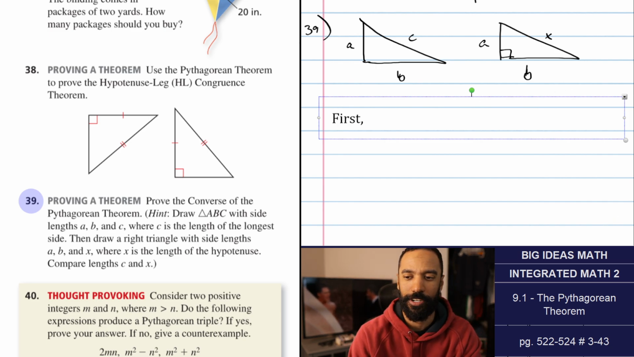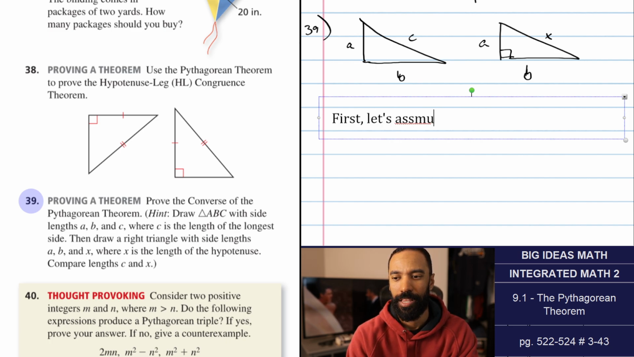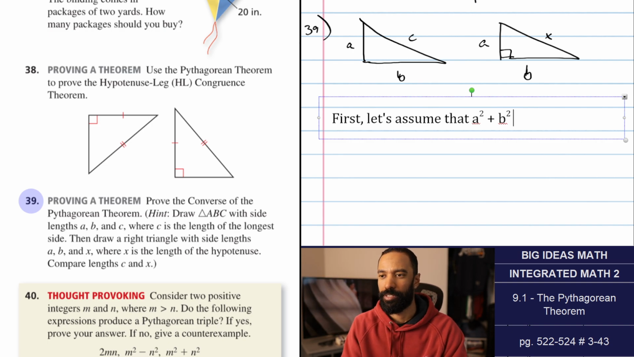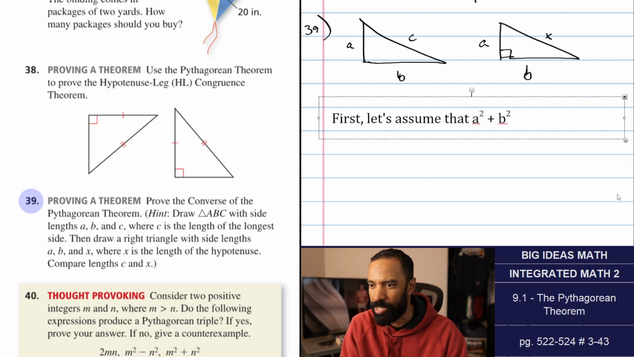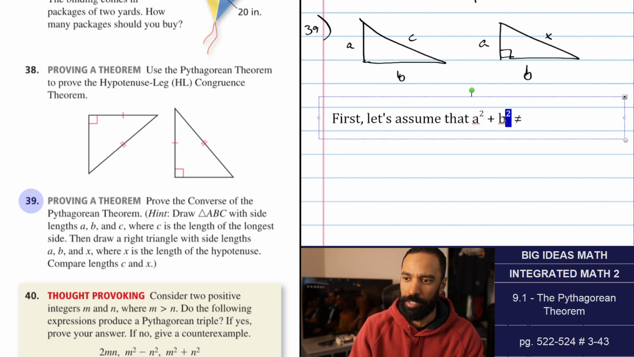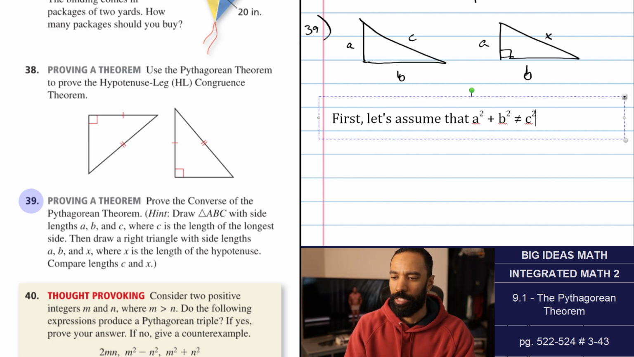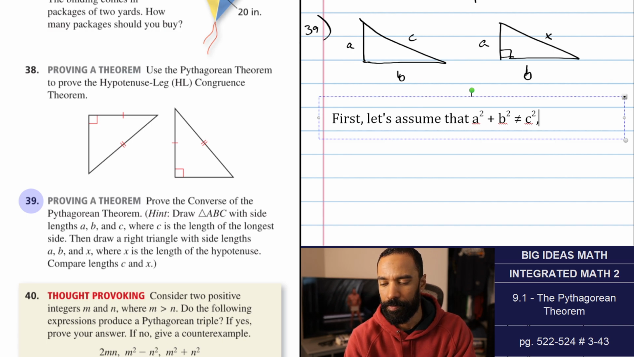So first, let's assume that A squared plus B squared does not equal C squared, right? It can be greater than or less than. I think this is the kind of thing I want to say. Right? Does not equal C squared. Let me copy and paste the squared thing. C squared, there we go. Let's first assume that's not true.